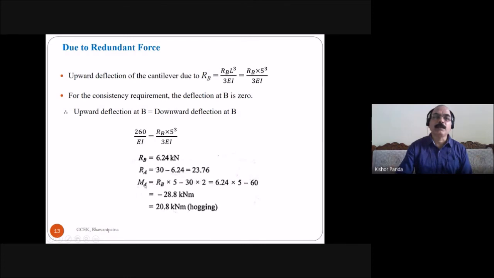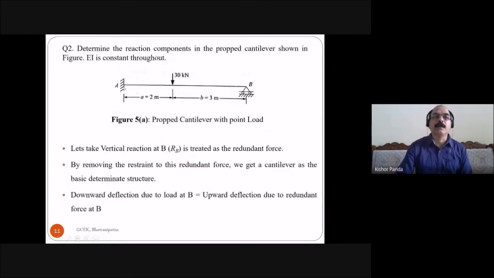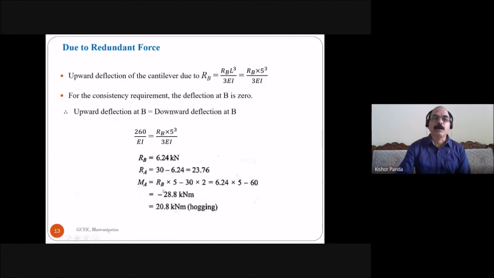Then find out the moment. What is the moment here, MA? You know this reaction already, so this reaction into this distance minus 30 into 2 is the moment here. RB into 5 minus 30 into 2 is the moment at A. So the moment at A is equal to RB into 5 minus 30 into 2. This is equal to 6.24 into 5 minus 60, which is minus 28.8 kilonewton meter. This is not 20, this is 28.8 kilonewton meter.